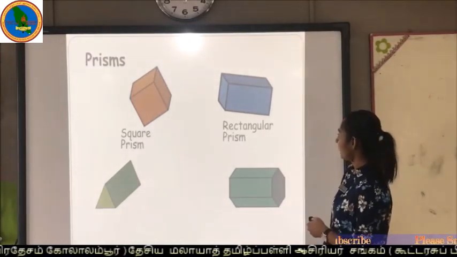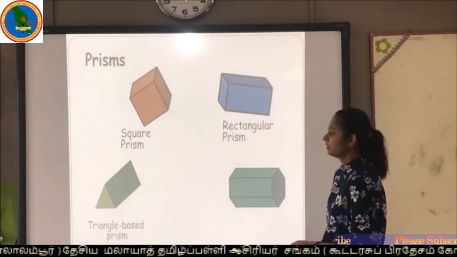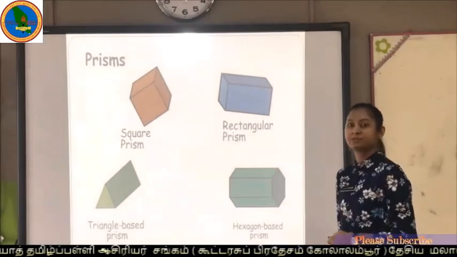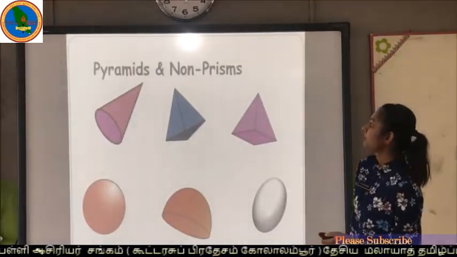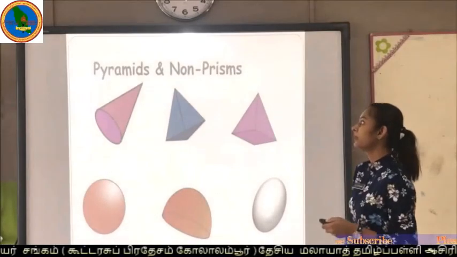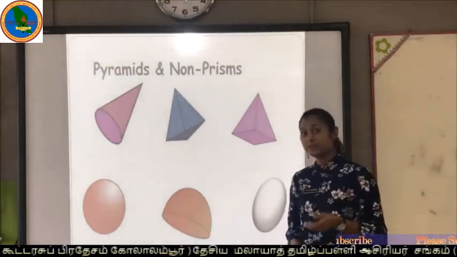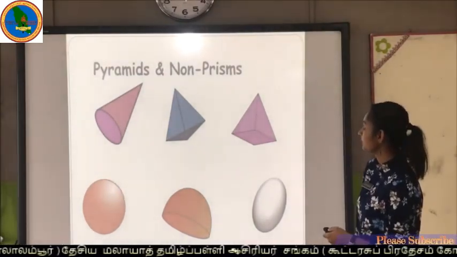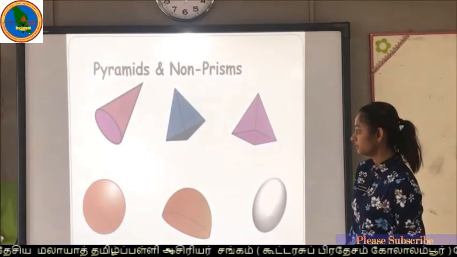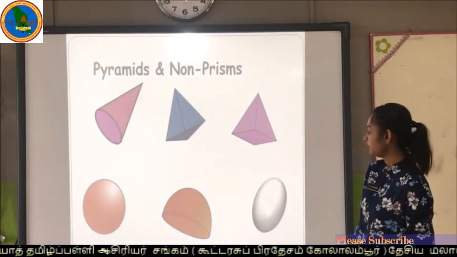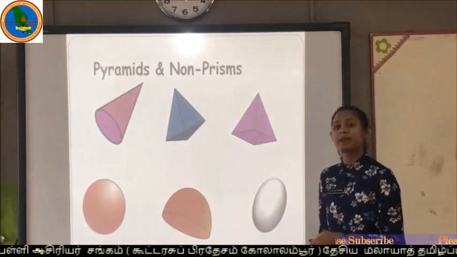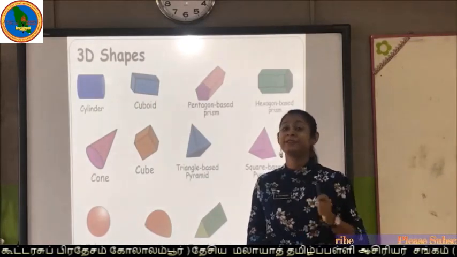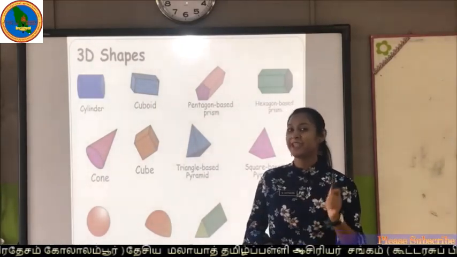prism. We have a rectangular prism, we have a triangular based prism, we have a hexagon based prism. Pyramids are also non-prisms. That's why they are classified as non-prism. Here we have a cone. These are two types of pyramids. This is a sphere. Here we also have a different shape of sphere. This is a semi-sphere. Okay children, I hope you understand and you can recognize the shapes' names.